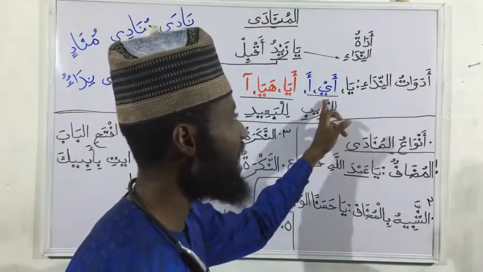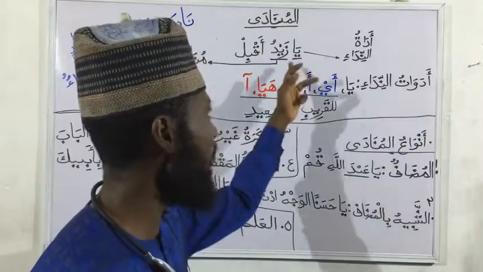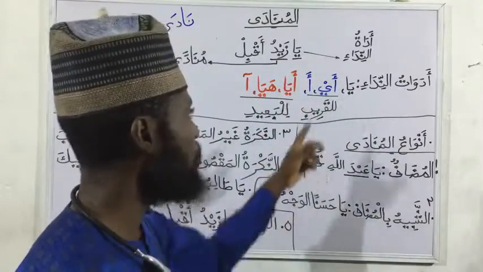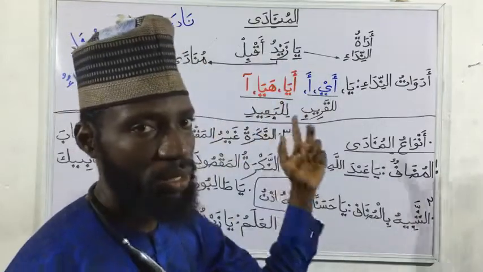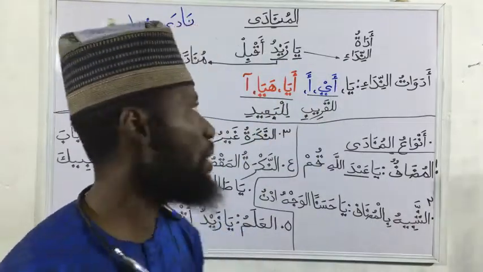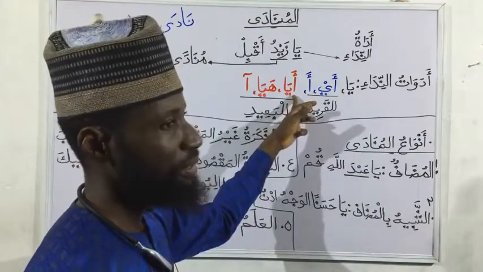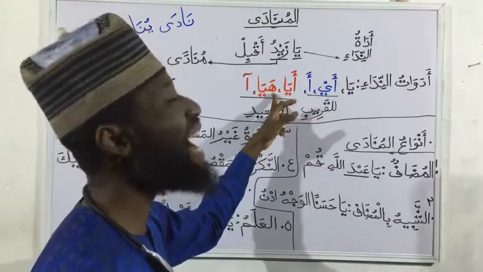We also have what? I can say "Ya Zaid", like here I can say "Ya Zaidu Aqbil". That means "O Zaid, come." Do you get it now? We also have what? Aya. We also have Haya.